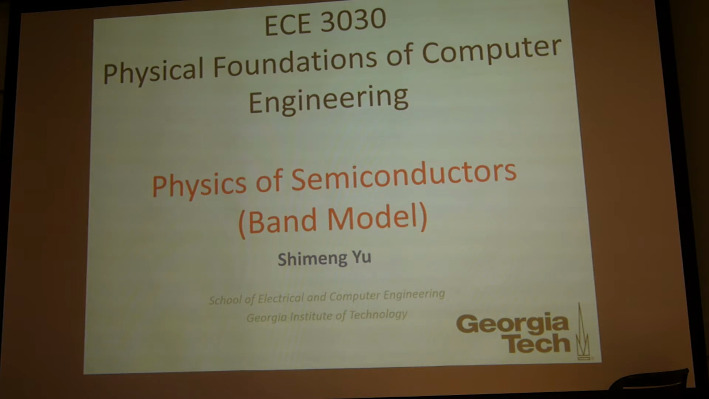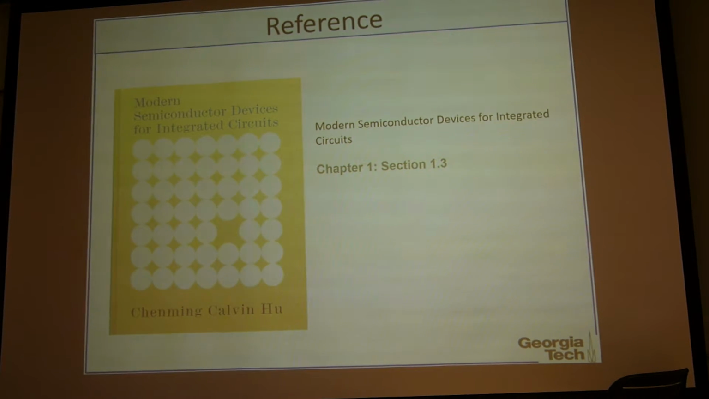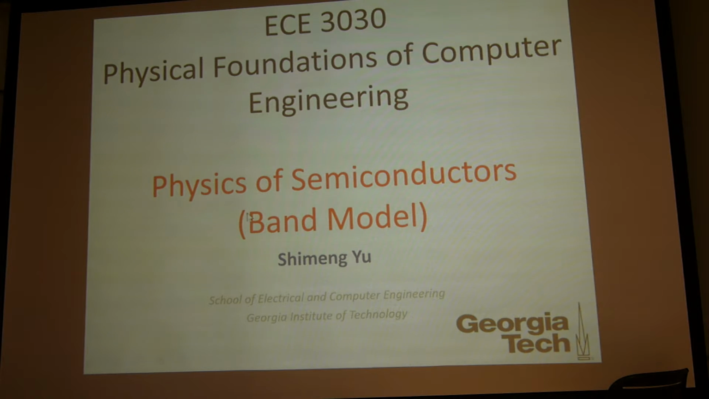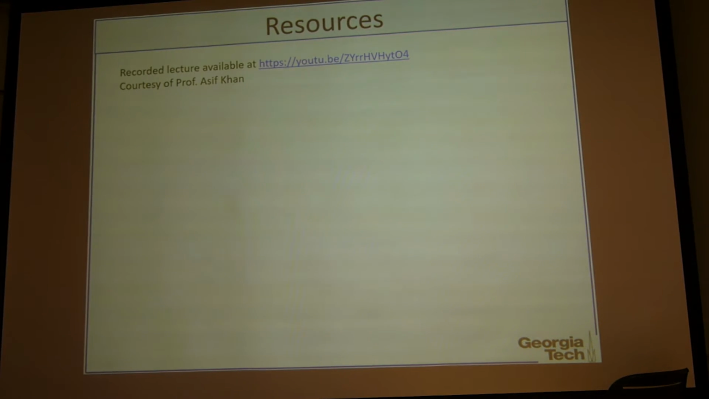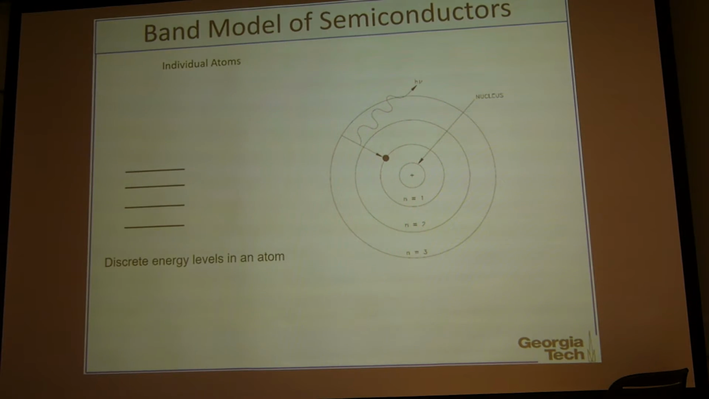And in this lecture, we are going to look at silicon from another perspective, called the band model. We are going to discuss more about why this is called a band. And this is a reference chapter in the textbook, and also the recorded lecture from Professor Asif Khan. Okay, so let's look at the band model, because later we are going to use the band model more often to describe silicon than the bond model we have seen before.